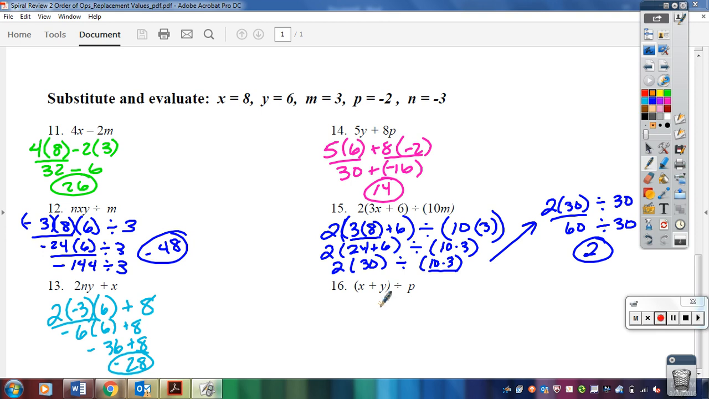X plus y is, in parentheses, 8 plus 6 divided by p, which is negative 2. That's 14 divided by negative 2. 14 divided by 2 is 7. Signs are different. Negative. Circle your answer.